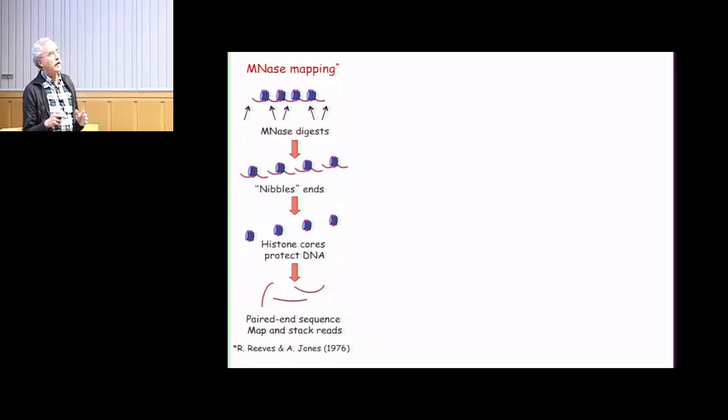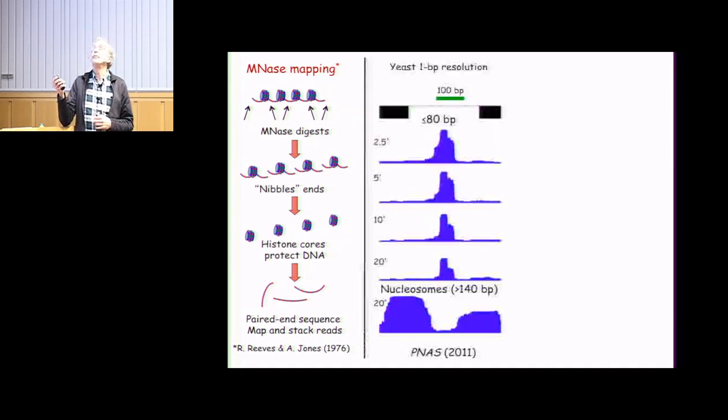But we realized that the nuclease would probably stop nibbling any time it hits a DNA binding protein, so we modified the Illumina protocol for paired end sequencing such that we could recover fragments that were 25 base pairs or more, and then we would just map and stack the reads. Real simple.